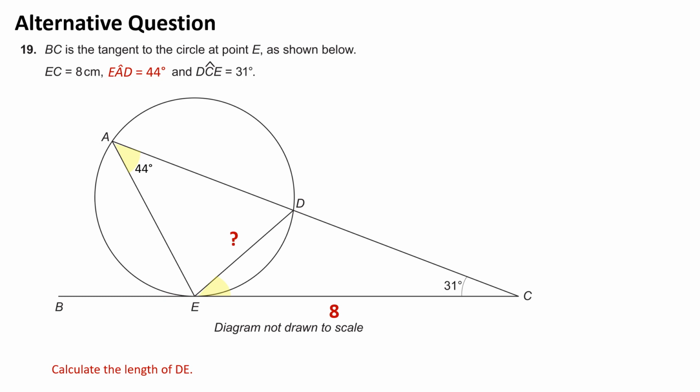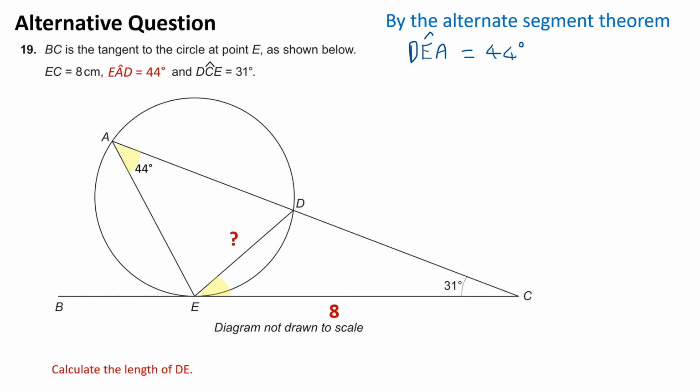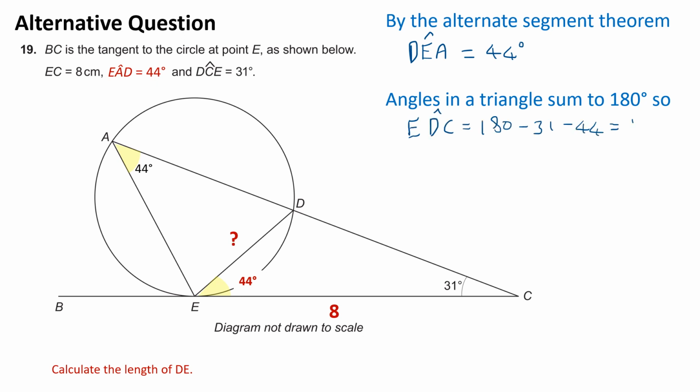So I've just highlighted the alternate segment theorem. So what we know is DEA is 44, so we can pop that in there. And the sum of the angles in the triangle is 180. So if we subtract 31 and 44 from 180, we get 105. So we can pop that in as well. And now we're in the position to use the sine rule. So let us use the sine rule on triangle DEC.